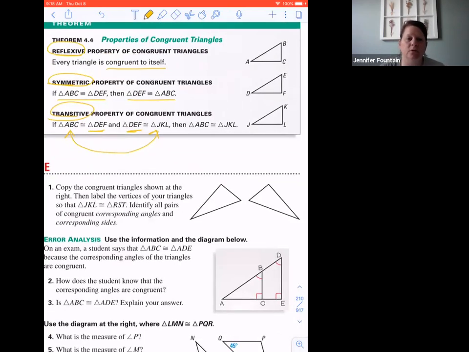So we've learned these words. Basically we can use these for angles, and now we've learned we can use them for triangles. We've used the reflexive, symmetric, and transitive properties for segments too.